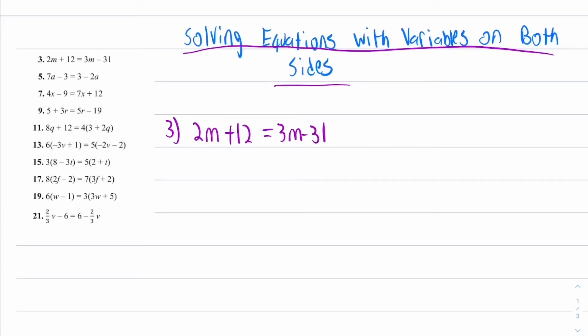Number 3, 2m plus 12 equals 3m minus 31. The first thing I'm going to do is remember our goal. Our goal is to have m equal to something, the variable equal to something else. So that means I need the variable on its own and I need it positive. Because I want it to be positive, the best way for that to happen is if I move this 2m over here. I'm going to subtract it from both sides, and that's going to leave me with just m on this side.